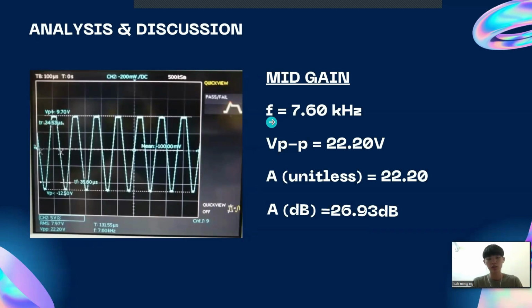When we adjust our frequency to 7.60 kilohertz, we get the value of V peak to peak is 22.20 volts, and the gain value in unitless is 22.20. We convert the unitless value into dB, and we get the value of 26.93 dB.